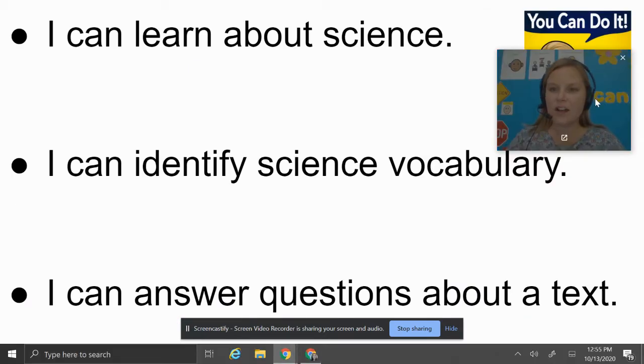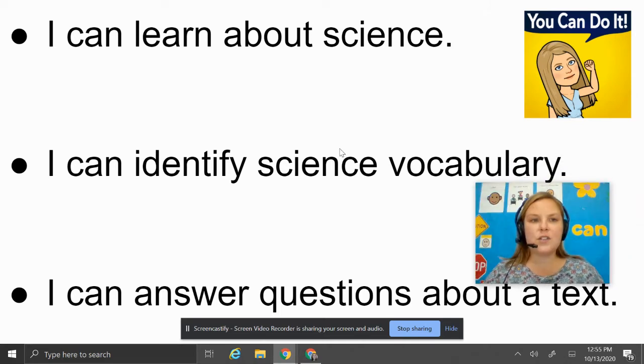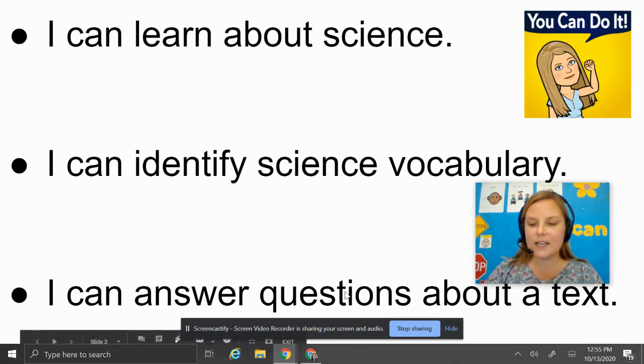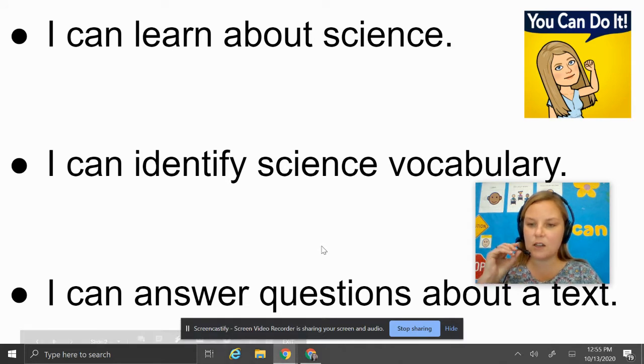All right, so our I can statements. The first one is I can learn about science. The next one is I can identify science vocabulary. And then the last one is I can answer questions about a text. A lot of our I can statements look pretty similar, especially with reading, because a lot of times science is naturally embedded into reading and vice versa. So it's really nice to be able to focus on those same goals.